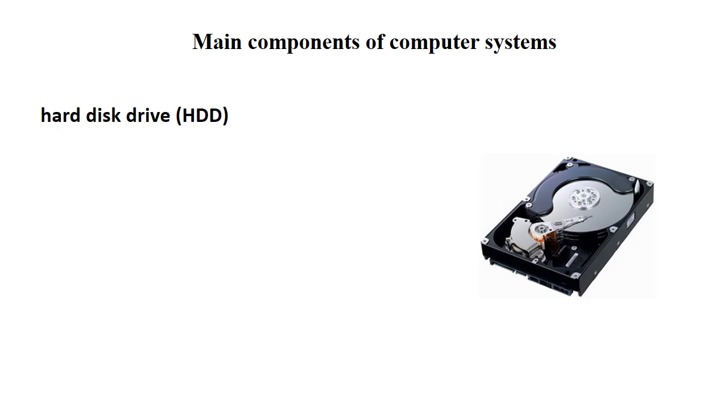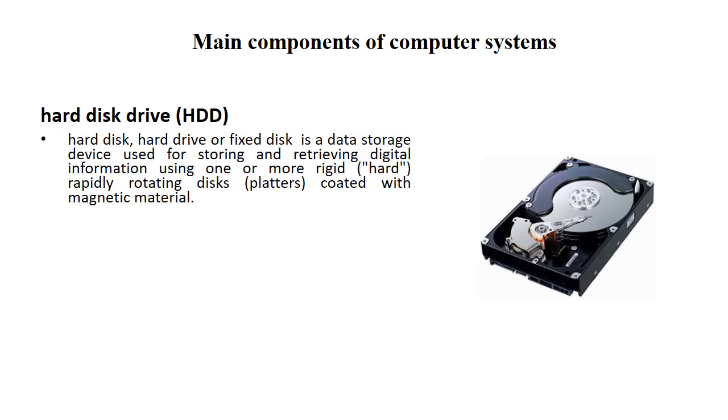The other component that we can look at is the hard disk drive, HDD. So this is an HDD. A hard disk, hard drive or fixed disk is a data storage device used for storing and retrieving digital information using one or more rigid, rapidly rotating disks or plates coated with magnetic materials.